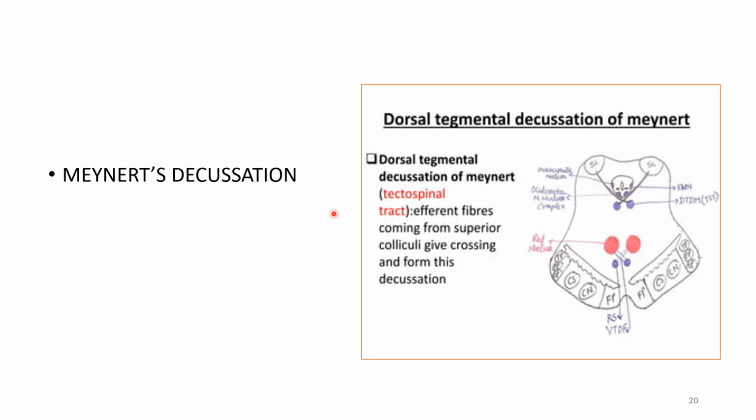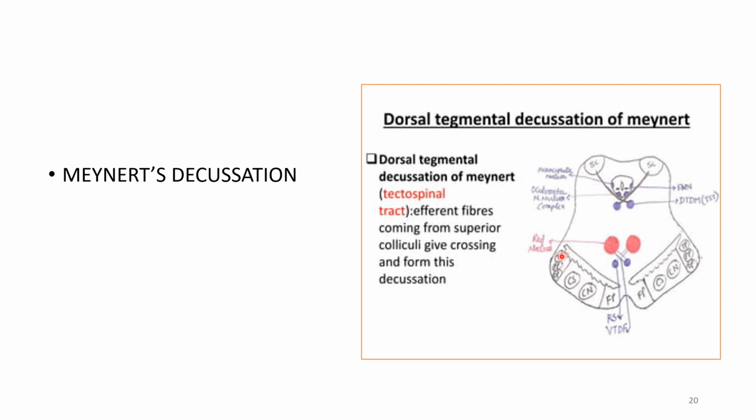This Maynard's decussation is formed from the tectospinal tract. These fibers are coming from the superior colliculi. This is the superior colliculus. Here they will cross and form the Maynard's decussation. So 3 decussations you can observe in the midbrain.